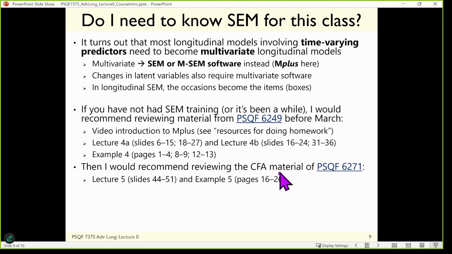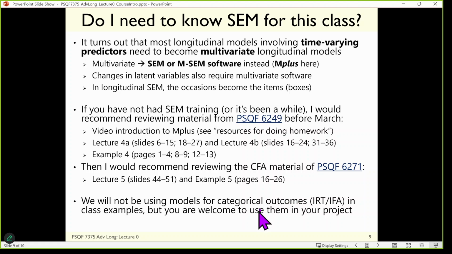Also, last semester in example 5 and in lecture 5, I added the translation from traditional long format multi-level to wide format SEM, and I have both, I think, Mplus and lavaan code, if memory serves, in example 5 for that, so you can also look at those things. We're going to teach it in this semester as well, but it's helpful, I think, if you've seen it at least a little bit before.